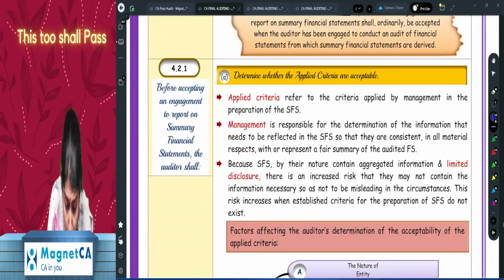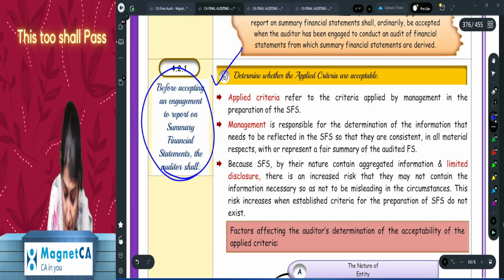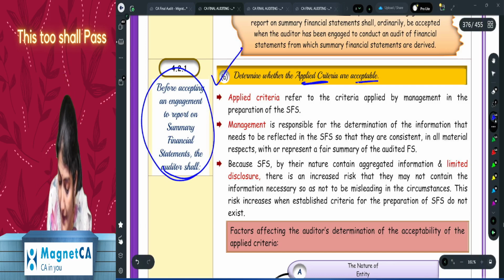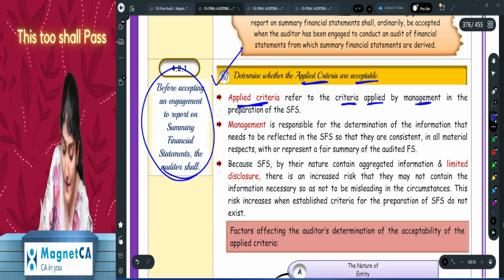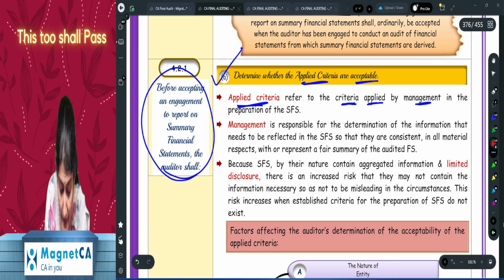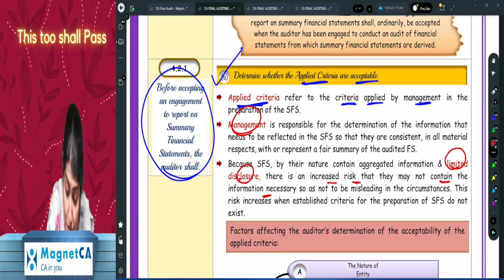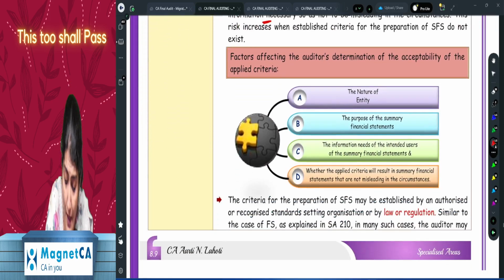And before accepting the engagement, what is the first giant precondition? Whether the applied criteria is acceptable? Right? So applied criteria, what is the definition? The criteria applied by the management. Who is responsible for determining the applied criteria? Management. Right? So the management has to check that though it is the limited disclosure, there is an increased risk that it may not contain all the information. And how do you check the acceptability of the applied criteria?